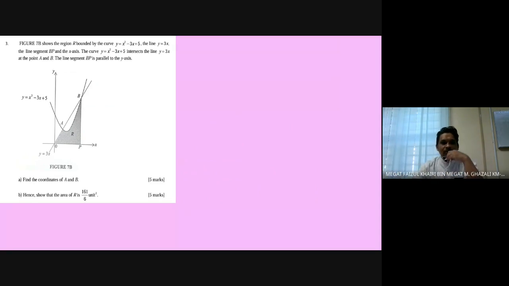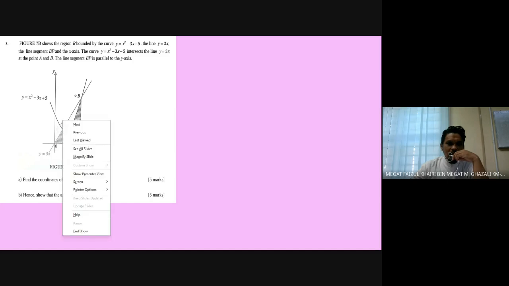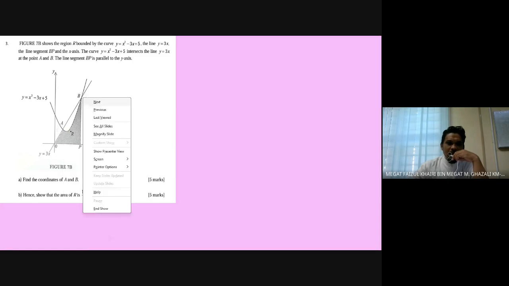Figure 7b shows the region R bounded by the curve, given in the diagram, the line of y equal to 3x, the line segment BP, and the x-axis. The curve intersects the line at the points A and B, and the line segment BP is parallel. Find the coordinates of A and B.